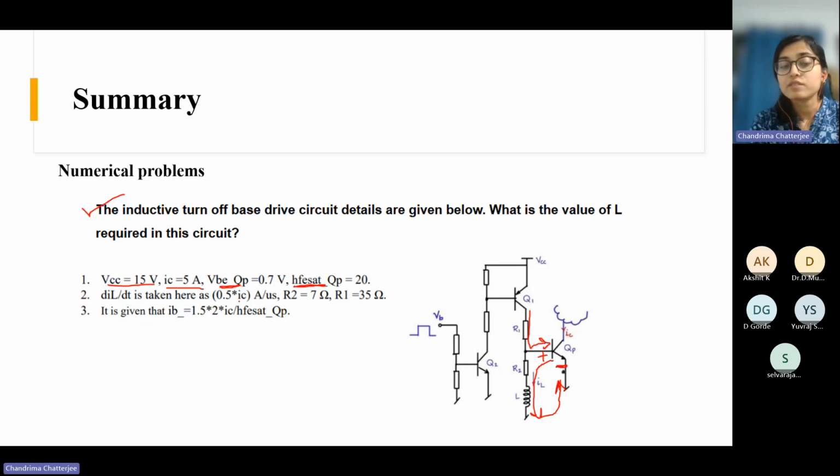Then the R2, R1 values are given. It is given that I base is 1.5 times 2 IC by HFE sat. Okay, so this is also given, right? Now, how will we proceed? Can anyone of you tell how to proceed with this one?